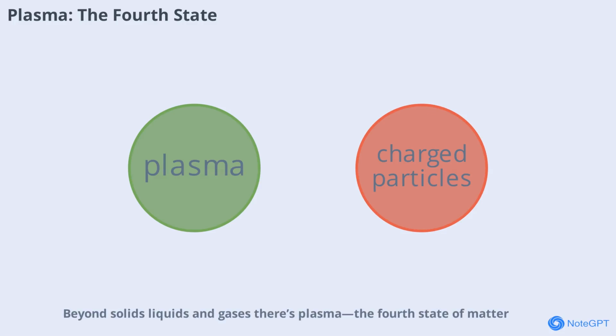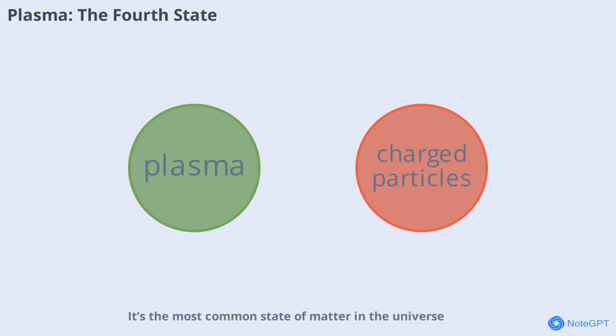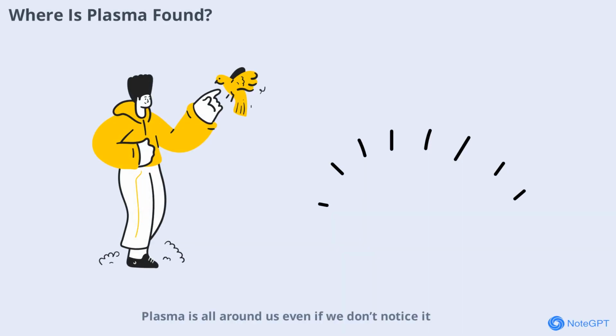Beyond solids, liquids, and gases, there's plasma, the fourth state of matter. Plasma is made of charged particles and is found in places with very high energy like stars, lightning, and neon signs. It's the most common state of matter in the universe, even though we don't see it much on Earth. Plasma is all around us even if we don't notice it.